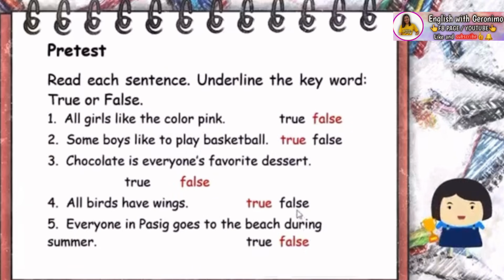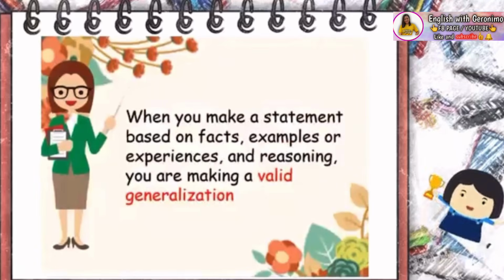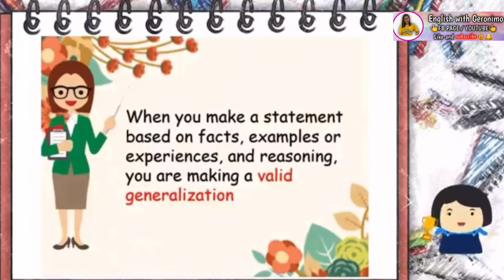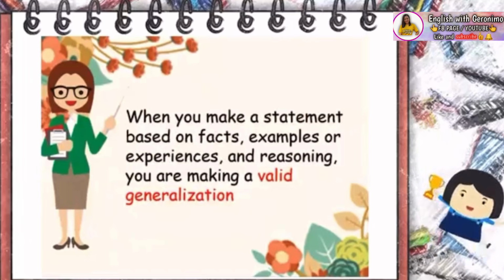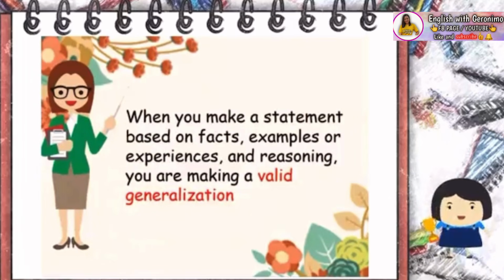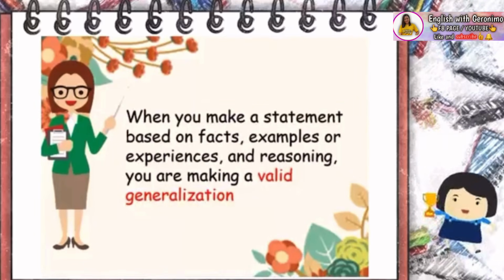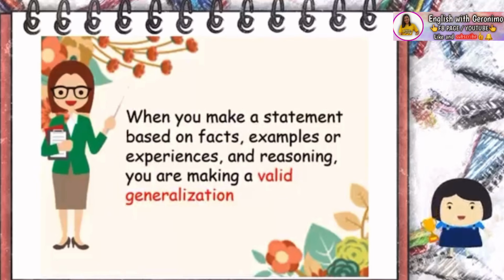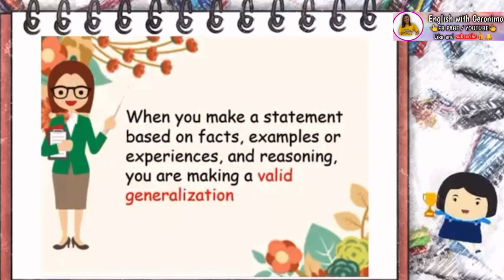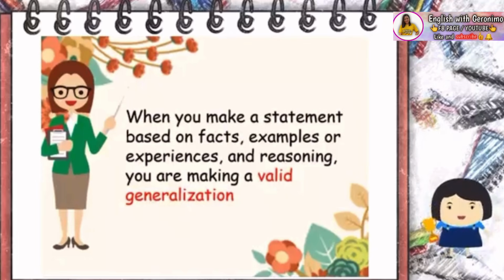Here are the answers. To continue with our lesson for today, we have learned the different information in various text types such as classification, explanation, enumeration, and time order. Informational texts are texts that provide factual information to the readers.